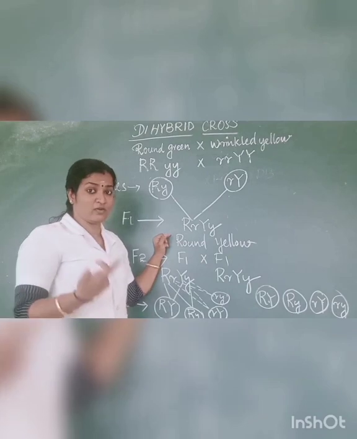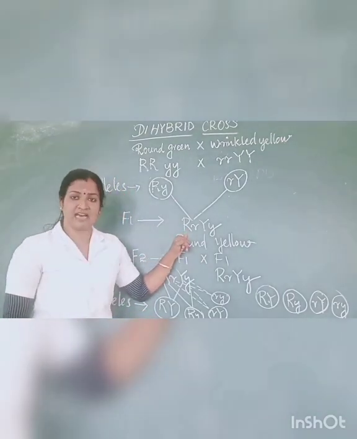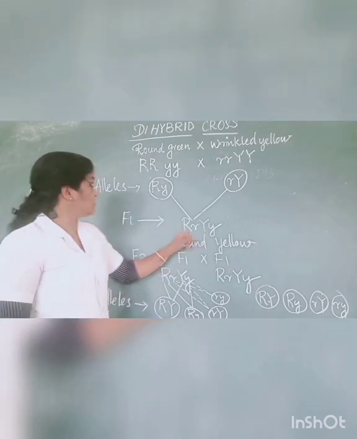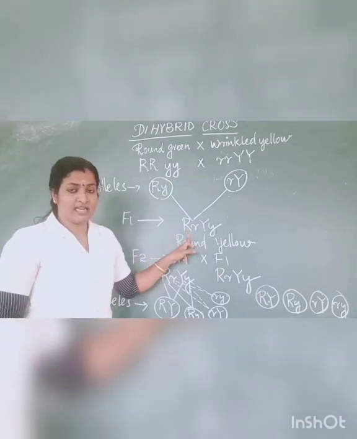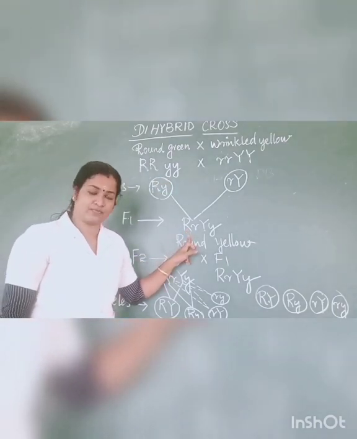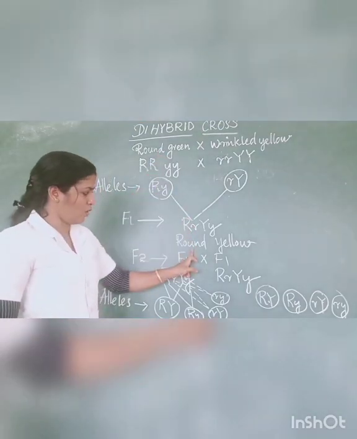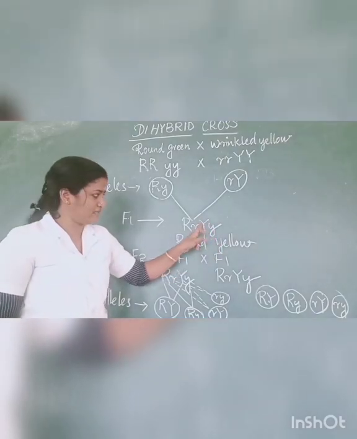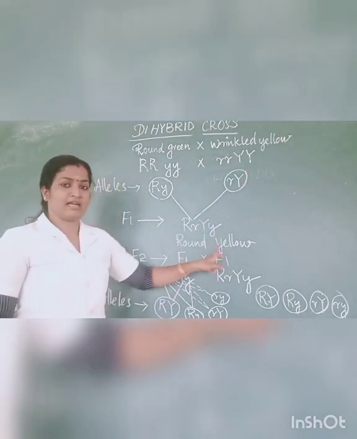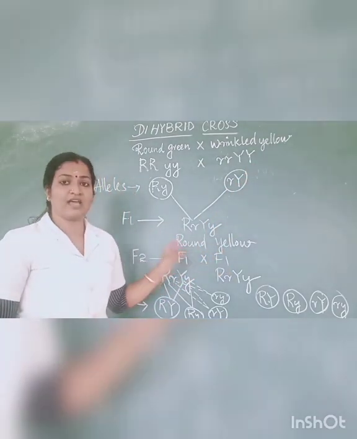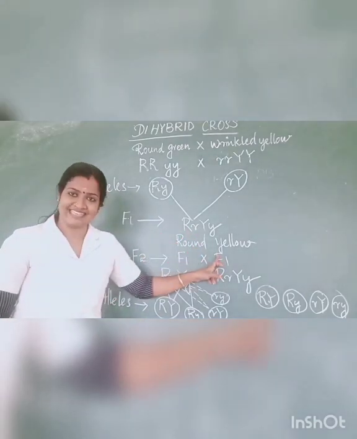So what will be the phenotype? What will be the character of the F1 generation plants? Here capital R is present. Capital R denotes the round shape. Right? It's dominant. And capital Y denotes the yellow color. So all the seeds of the F1 generation were round yellow seeds.